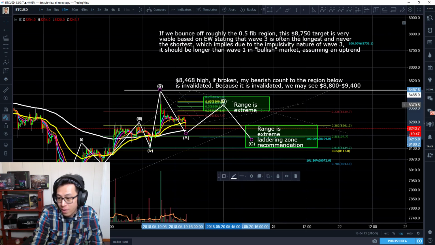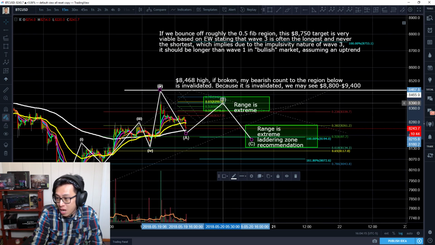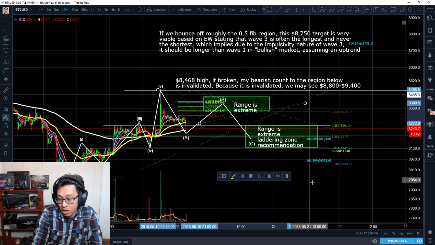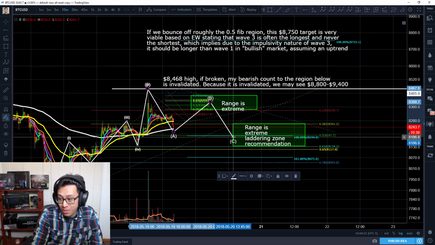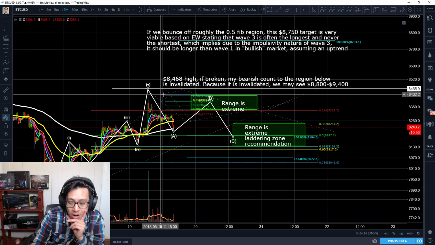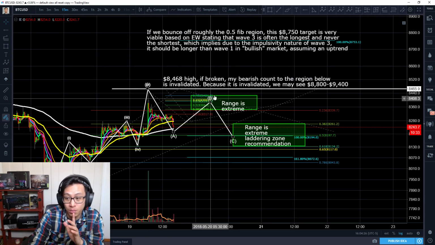I don't know about the time frame. No idea, guys. I don't ever do time frame analysis. So never, ever treat my charts as if I'm predicting time. Okay, I don't do time analysis. So I'm waiting for a possible A to finish, possible B bounce right there.